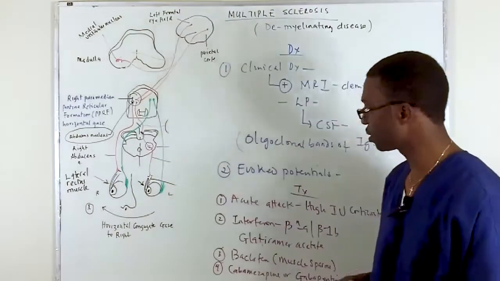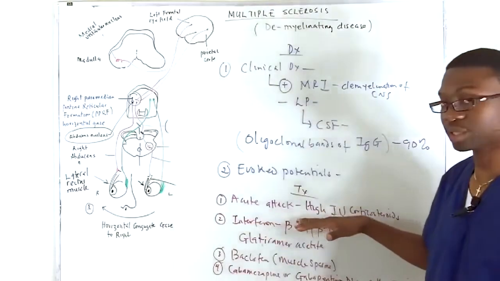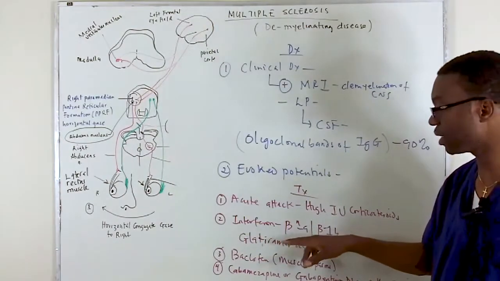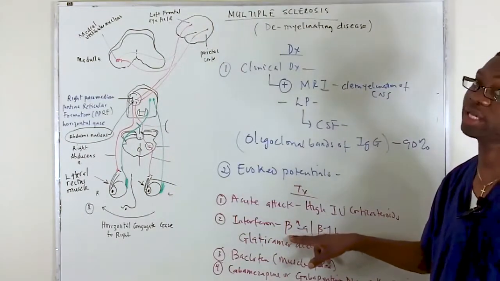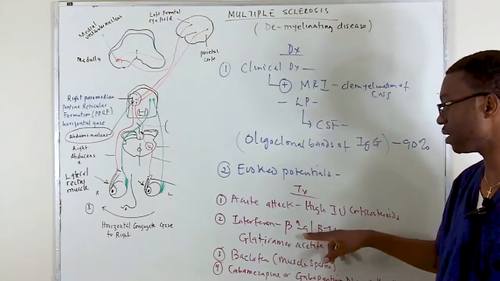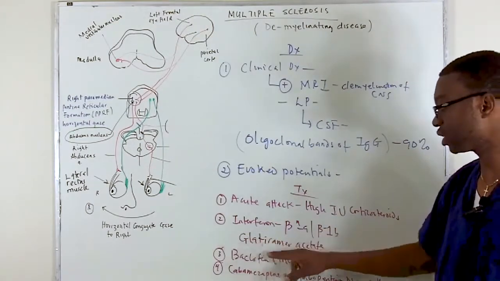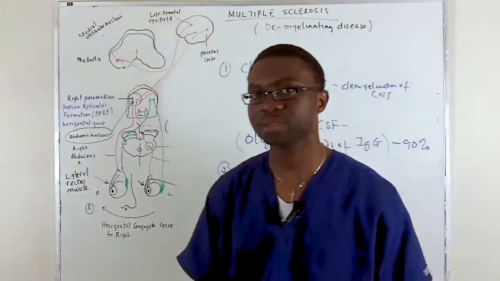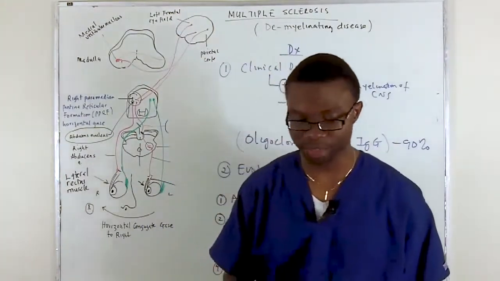The drug of choice to treat all the symptoms is interferon beta-1, and the way I remember it is it's better to treat MS. So it's beta-1A and beta-1B, and glatiramer acetate, baclofen for muscle spasm, carbamazepine, and gabapentin for neuropathic pain.